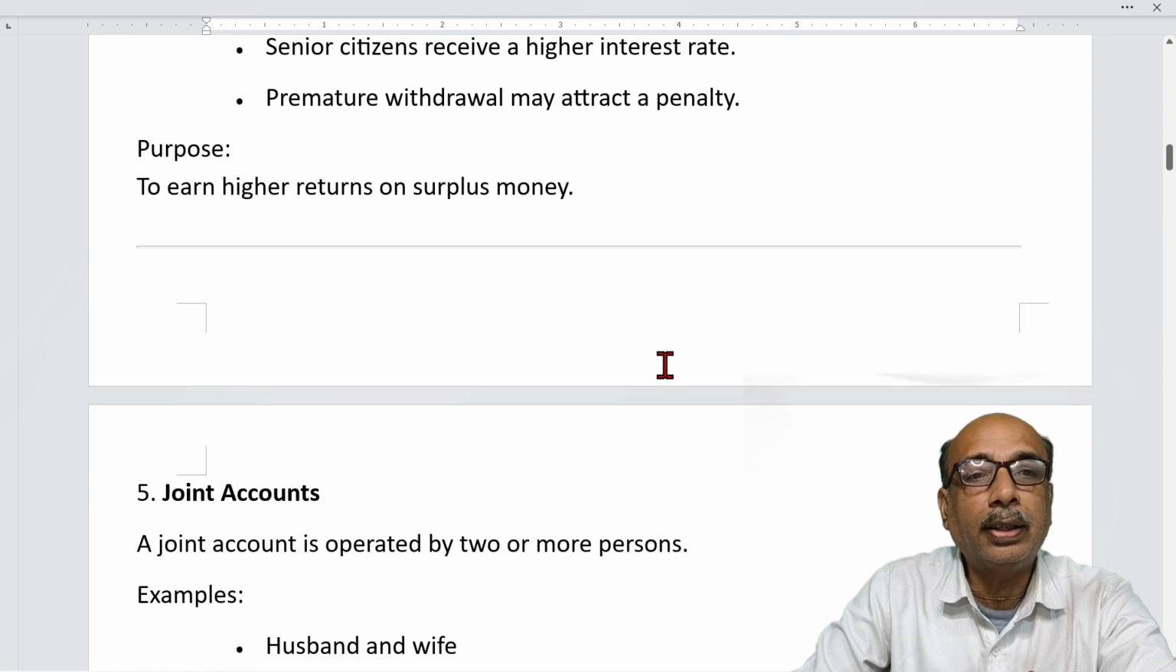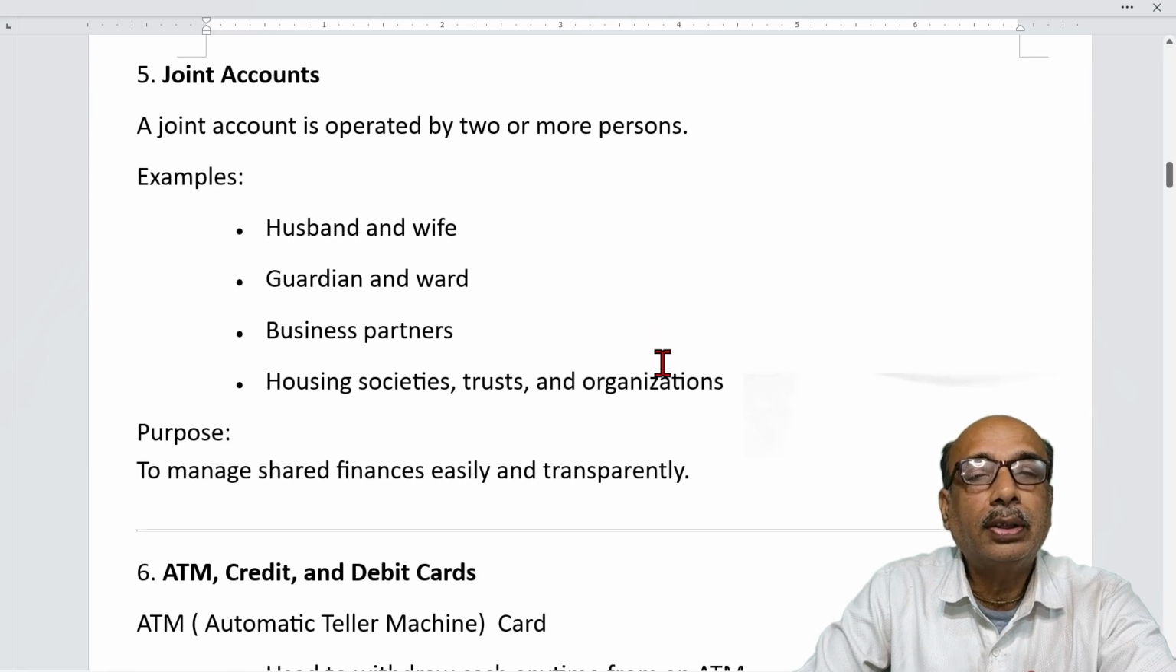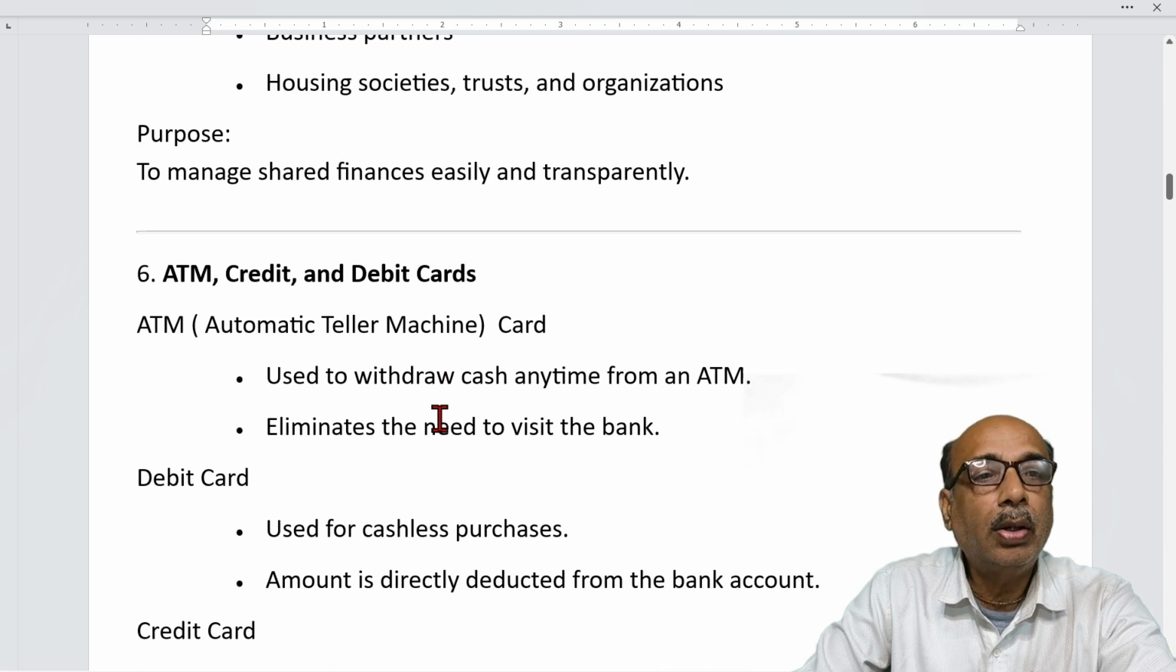Purpose: to earn higher returns on surplus money. Joint accounts. Savings accounts, fixed deposits and others can be joint accounts also. A joint account is operated by two or more persons. Example, husband and wife, guardian and a ward, business partners, housing societies, trusts and organizations. They can have their joint account. Purpose: to manage shared finances easily and transparently.